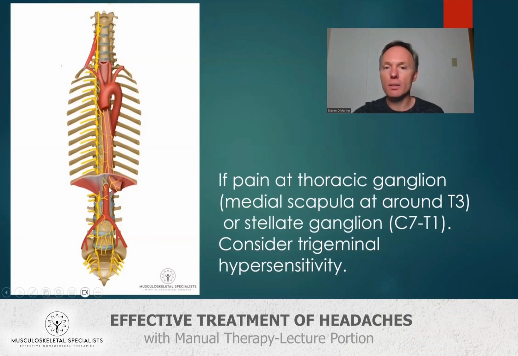And so here's a little pro tip. I wanted to add this because a lot of people don't know this. If there's pain in the thoracic ganglia, around T3, or at the stellate ganglia, which is right there at C7-T1, consider trigeminal hypersensitivity. And the reason why is that these ganglia report to organs elsewhere. I don't want to go way into that because we'll never finish.